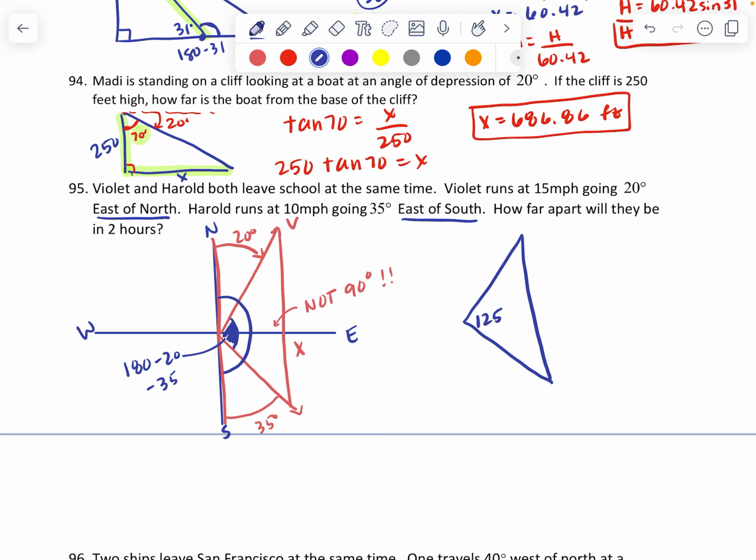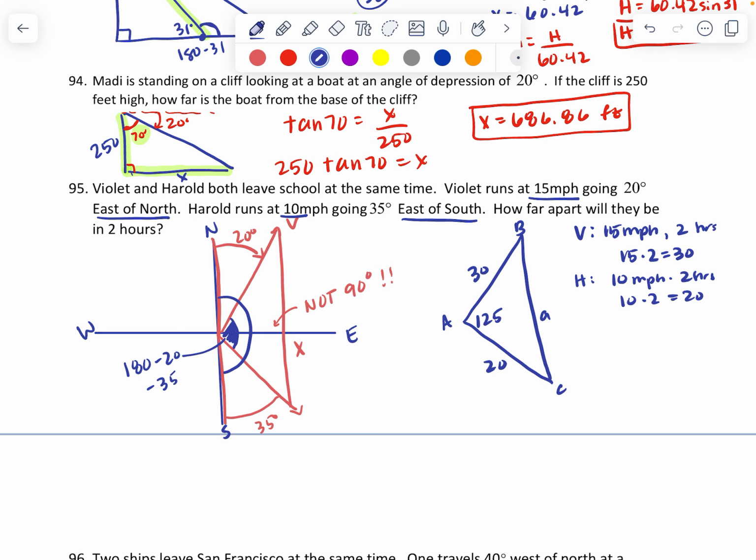Okay, now let's get some sides here. You can't just say Violet is 15 and Harold is 10. You've got to turn it into a distance. So if Violet runs at 15 miles per hour for 2 hours, her distance is going to be 15 times 2, which is 30. So this is 30. And then Harold runs at 10 miles per hour for 2 hours. So his distance is going to be 10 times 2, which is 20. Okay, and now I'm looking for this distance x. Now I'm going to go ahead and give it some labels, A, B, C. So I'm actually looking for a little a.